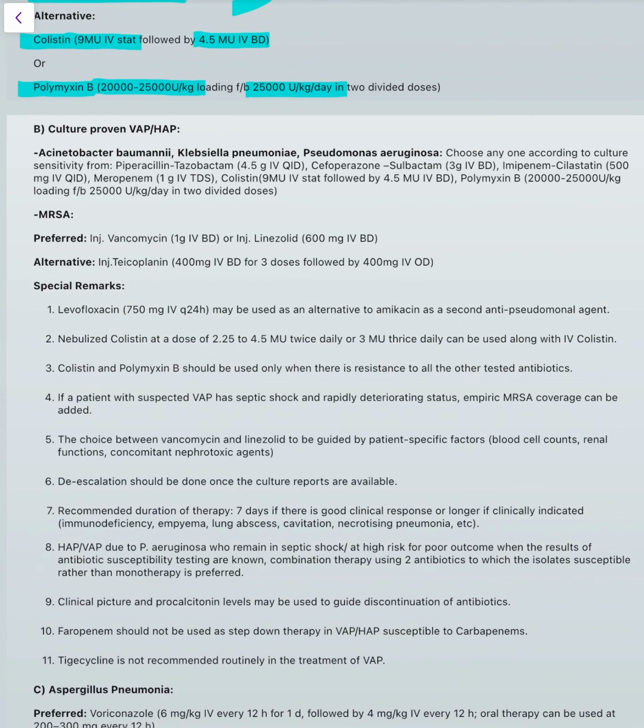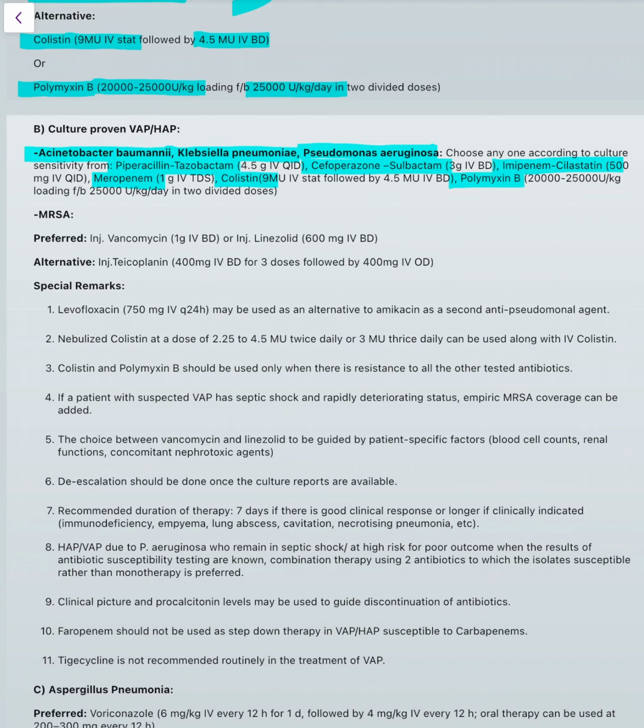Once the culture is proven for VAP and HAP and the culture reports come, it can be Acinetobacter, Klebsiella pneumoniae, or Pseudomonas aeruginosa. These are the common bacteria seen in ICU setups in the hospital. Based on that, we have to select whichever sensitivity the report shows. Mostly Piptaz, cefoperazone sulbactam, or carbapenems like imipenem or meropenem, colistin, polymyxin B, based on the reports.